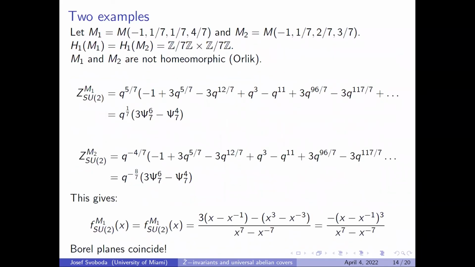Now if we consider these two manifolds, one is -1, 1 over 7, 1 over 7, 4 over 7. And the other one is pretty similar, it's just 1 over 7, 2 over 7, and 3 over 7. They are made so that the Euler characteristic is the same. And also H1 is the same group. So they are pretty similar, but apparently they are not homeomorphic because of a theorem of Orlik, which says that for these two manifolds, if you have Seifert manifolds, most of them are so-called large Seifert manifolds.